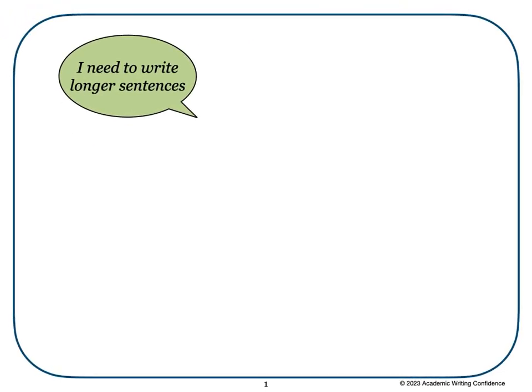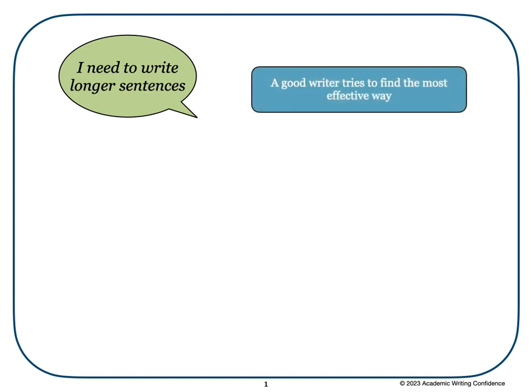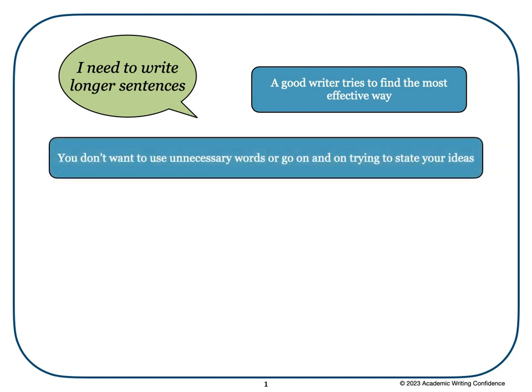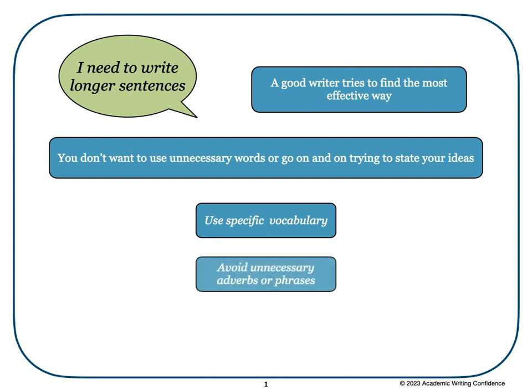Many students think that they need to write longer sentences to show that they are a good writer. Actually, a good writer tries to find the most effective way, and that may actually be by writing more concisely. You don't want to use unnecessary words or go on and on trying to state your ideas. You want to use specific vocabulary. You will avoid unnecessary adverbs or phrases, and you will want to avoid redundant words. Let's look at how we can do this more in detail.